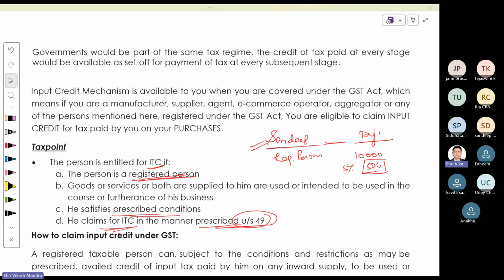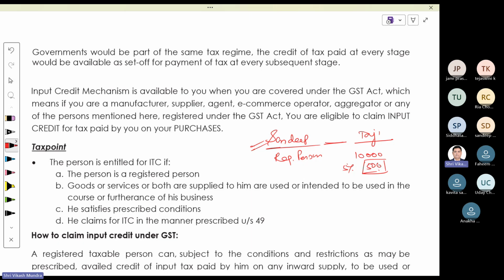Jami, Kavita, Tejaswini. I think it is not available for him for ITC, sir, because he is not under the same business. It is not used in the course of his business, no, sir. Okay, it is personal. Ms. Tejaswini has raised a point that since he is not in the same business, hence ITC is not available to him.